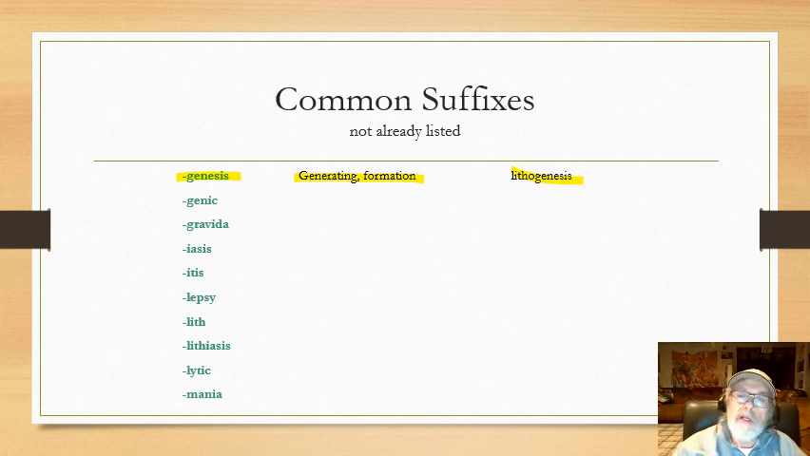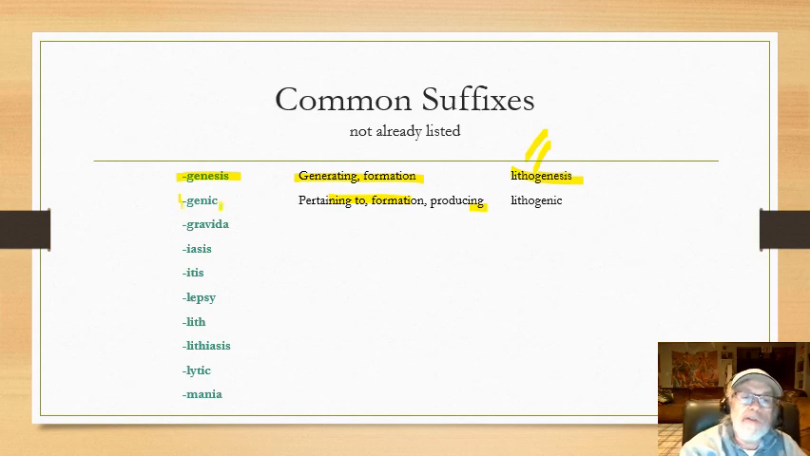But anyway, that's it. Litho is stone, but genesis means the creating or formation of stone, or formation of something. In this case would be the stone. Genic, pertaining to the formation, so something that is lithogenic would be pertaining to the formation of a stone.